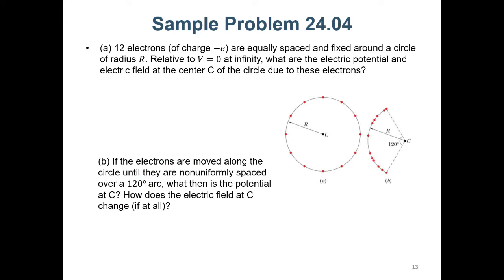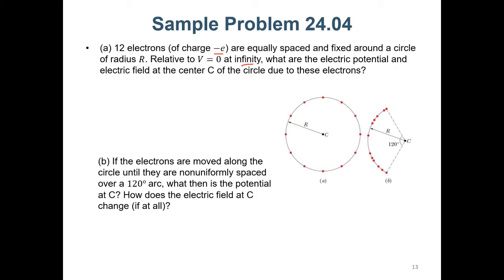So for this one, 12 electrons of charge minus e are equally spaced and fixed around a circle of radius R, relative to V equals 0 at infinity. What are the electric potential and electric field at the center C of the circle due to these electrons?